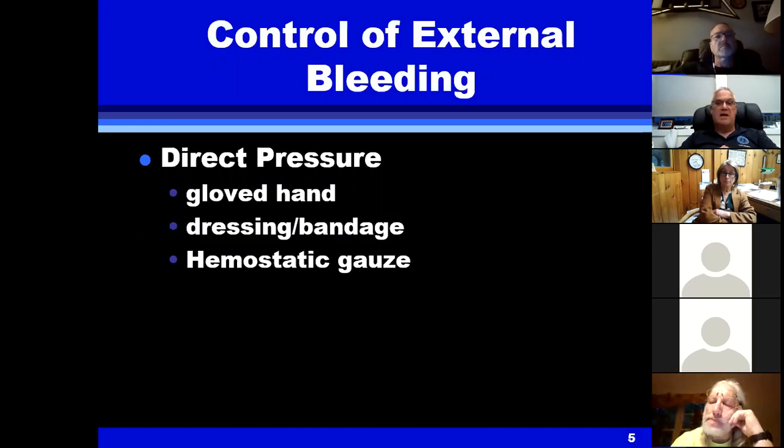So, if somebody else managed to control the bleeding, then that's great. I always see people like, oh, let me look at it. Well, the bleeding stopped. You don't really need to look at it. You just need to wrap it up and take them to the hospital.